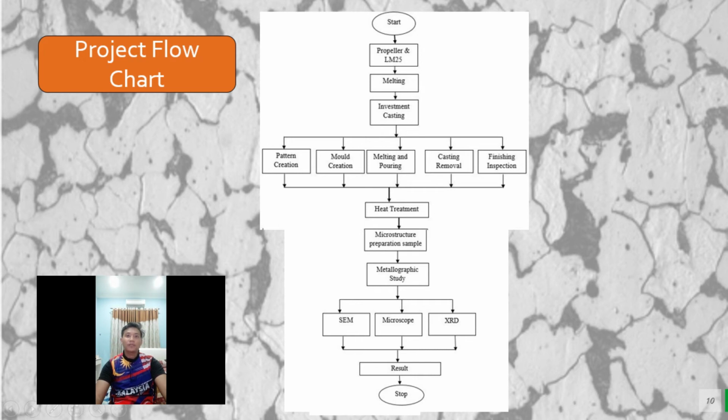Next, after the casting process is done, the specimen will be brought to the heat treatment process. Next, for microstructure preparation, the sample will be cut by a bandsaw. Then the sample will be brought to the metallographic study, where it will go to the scanning electron microscope and X-ray diffraction. Lastly, after all of the testing is done, the results will be gathered and analyzed.